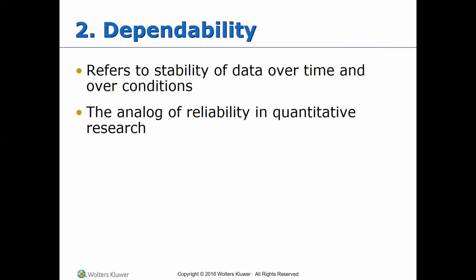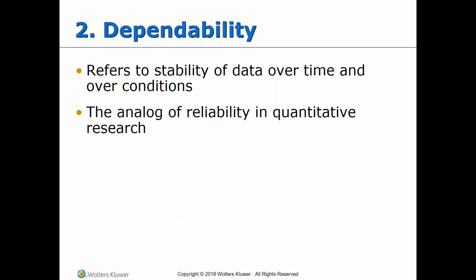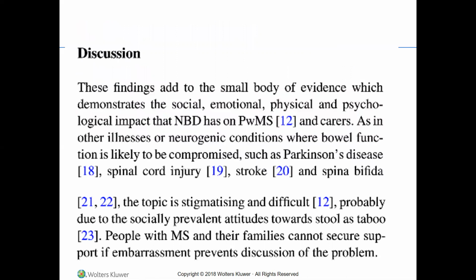In addition, our second phase is dependability. That's the stability of data over time and over conditions. So this is how reliable are these findings. So usually what we do for this is talk about interviewing until data saturation is made. That is one kind of way of understanding if that's dependable. And then also finding out, did every person express the major themes, what's missing, what's not there.